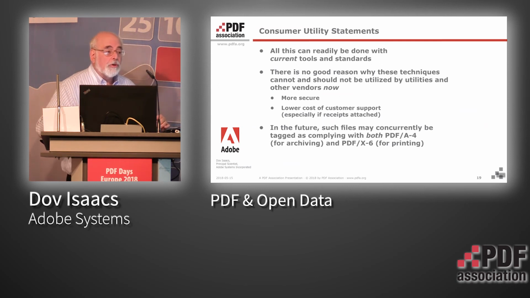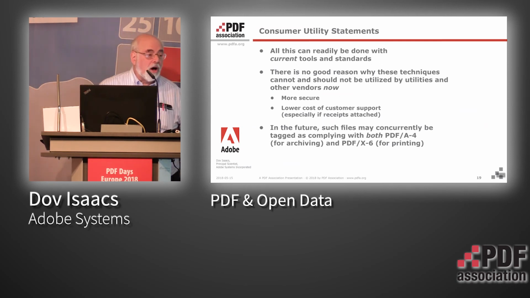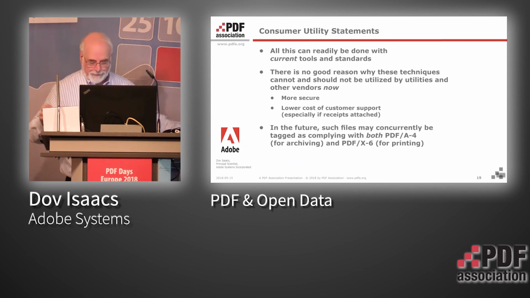In the future, based on PDF 2.0, with the next generation, about a year and a half at most, we could take one of these files and not only make it PDF/A-4 for archiving, but also PDF/X-6. So you can print this for the entire universe and everyone will be happy.